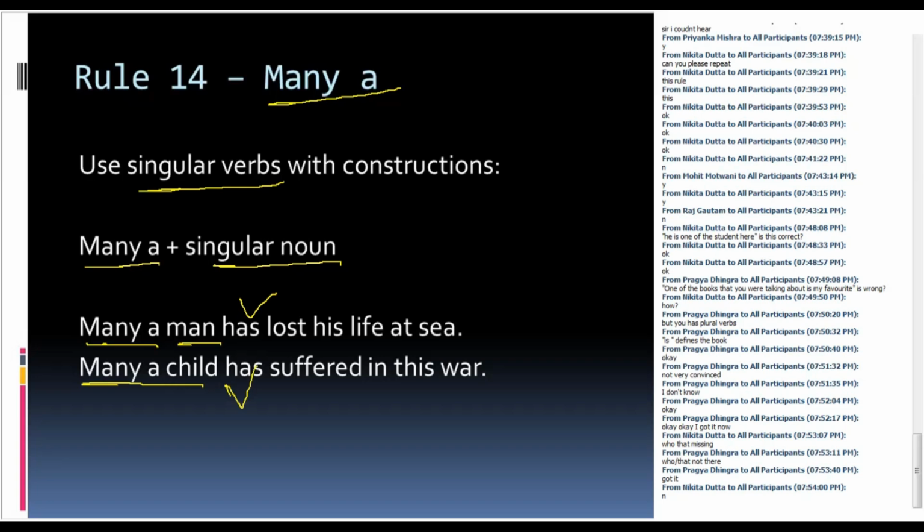So when you have these constructions, many a, then after these constructions, you generally have a singular noun. So the verb that you will use will be singular because the subject becomes singular. Many a man becomes singular. Many a child becomes singular, even though you are using the word many. This is rule number 14.